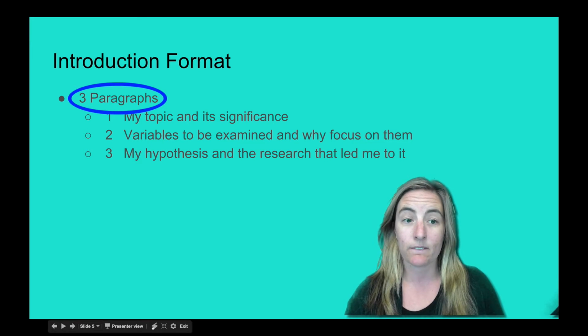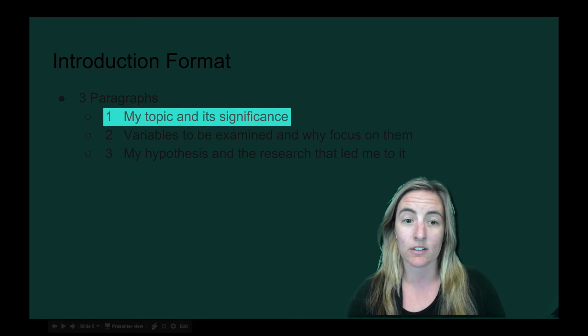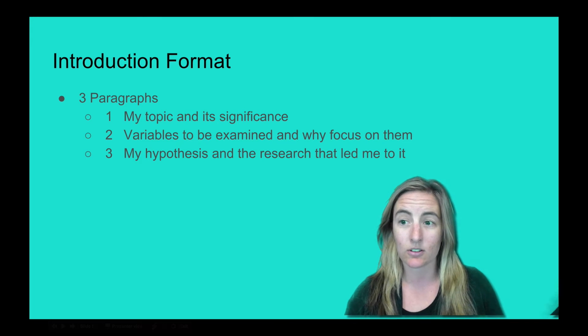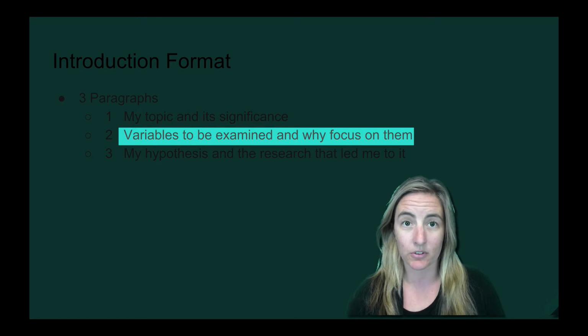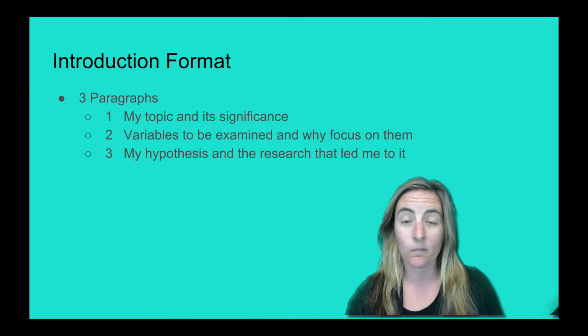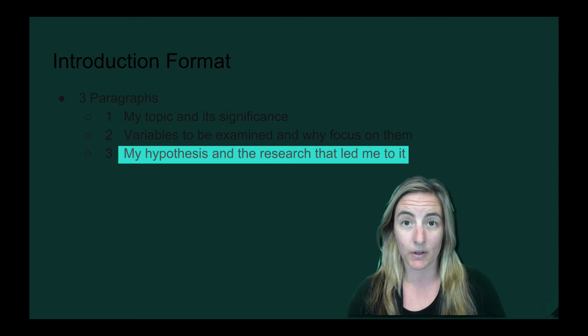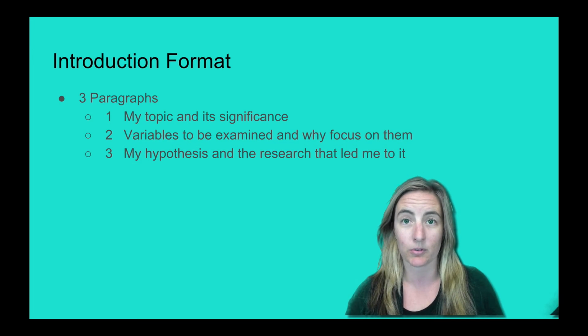The first paragraph should be introducing your topic and its significance, explaining to the reader or to the judges or to the community why you chose your topic and why it's important. This can be where you include background information that people might not know about your topic. Paragraph 2 includes all the variables you're going to be testing specifically and why you chose to focus on them instead of other variables. And then your final paragraph, paragraph 3, is going to explain all the research that led you to your hypothesis, which is your prediction of what results you expect to see.